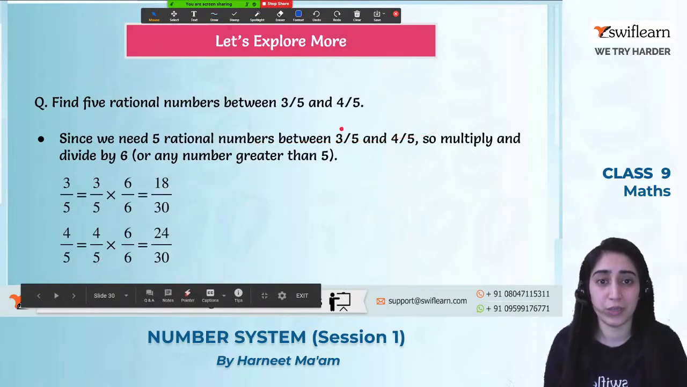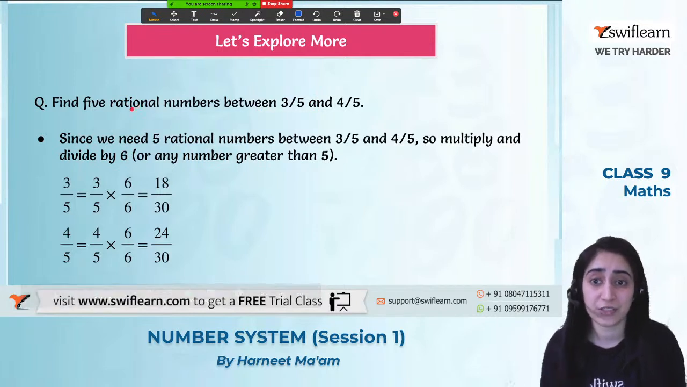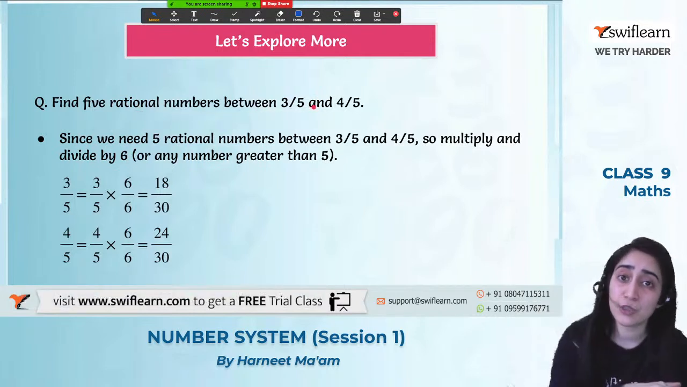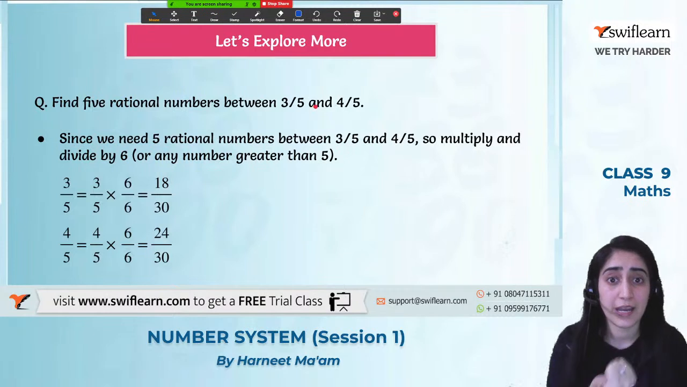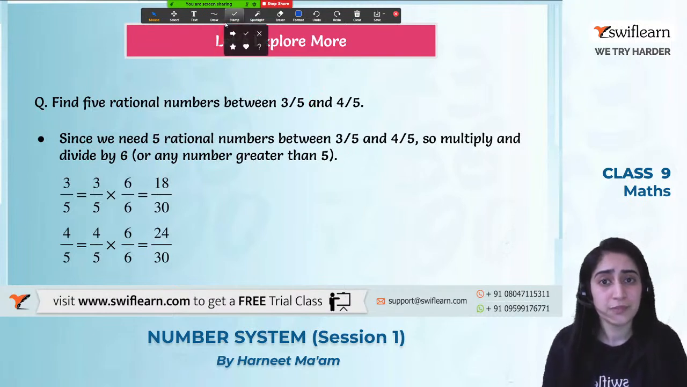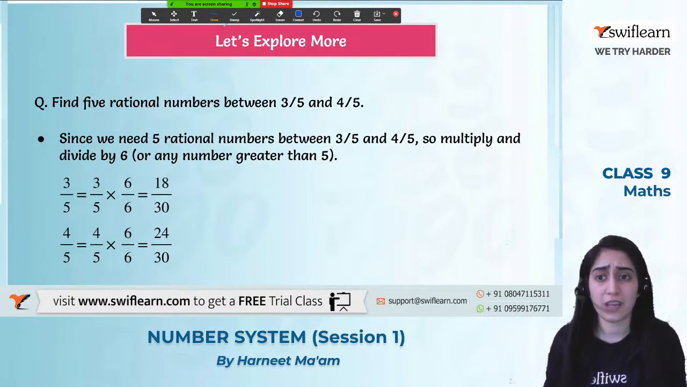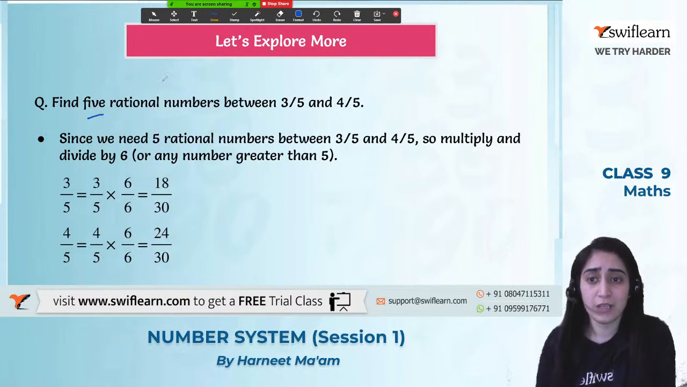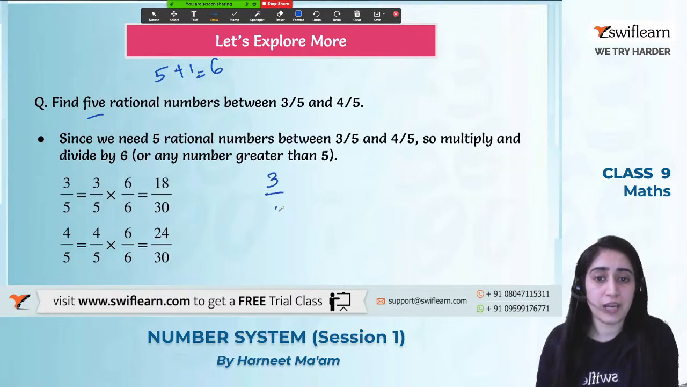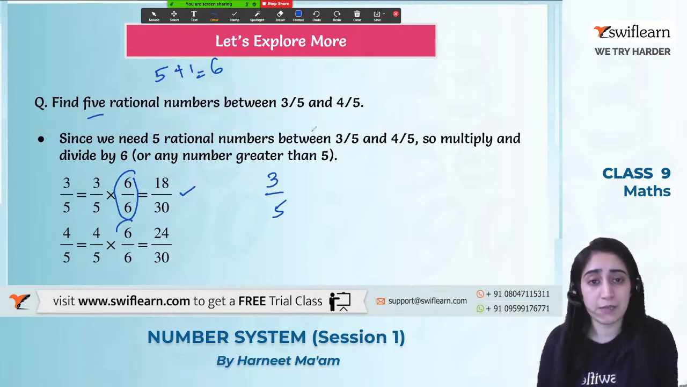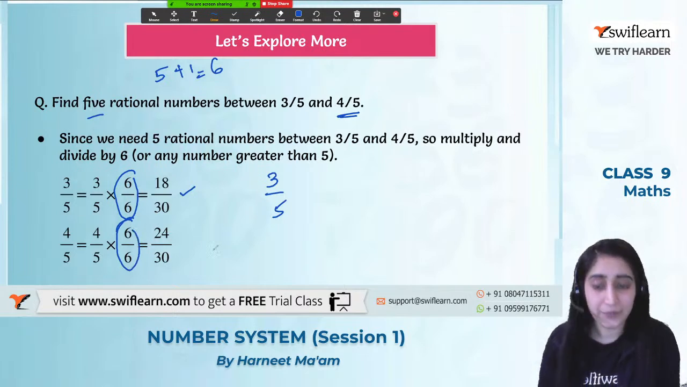Okay, so let's do the other one. Now they want a rational number between two numbers that are also given in the form of rational numbers. Now what do I do? Same logic, not a problem. Why should I get confused? They want 5, so I'll do 5 plus 1, which comes out to 6. Now 3 by 5, I multiply by 6 and divide by 6, which comes out to 18 by 30. Same with 4 by 5: I multiply and divide by 6, and it comes out to 24 by 30.